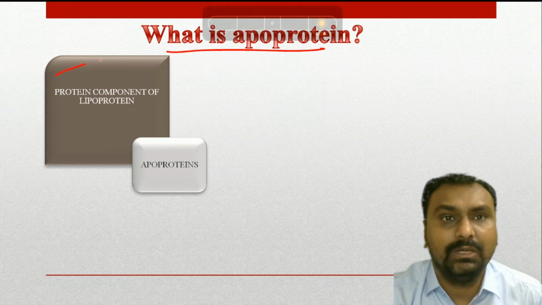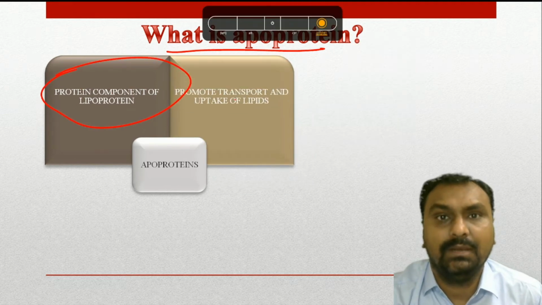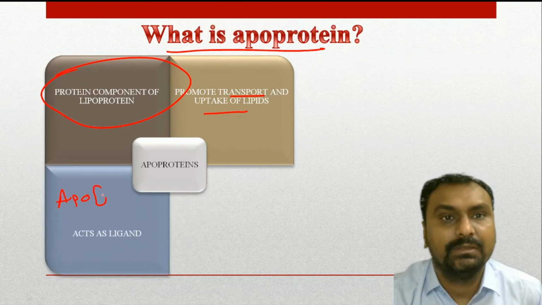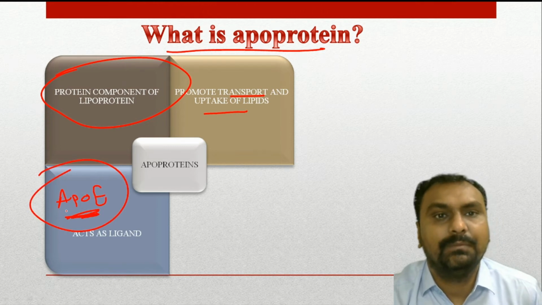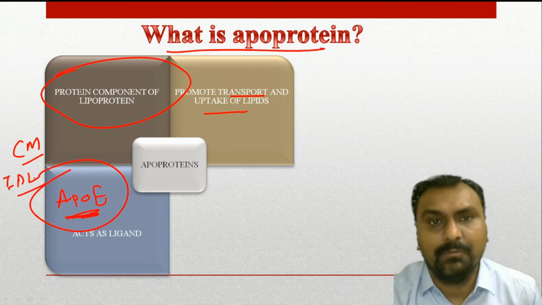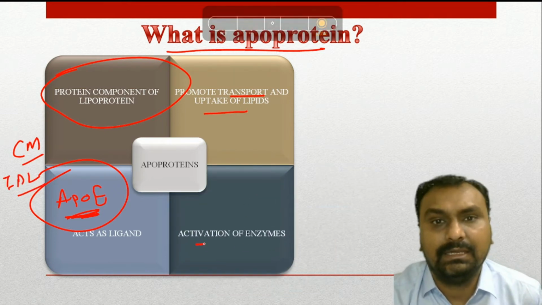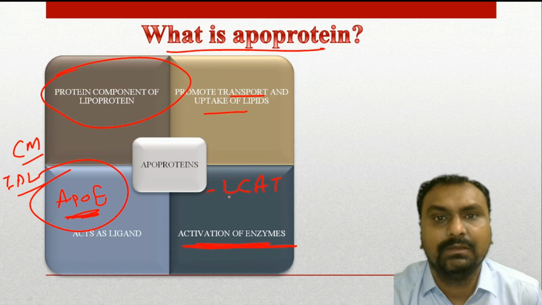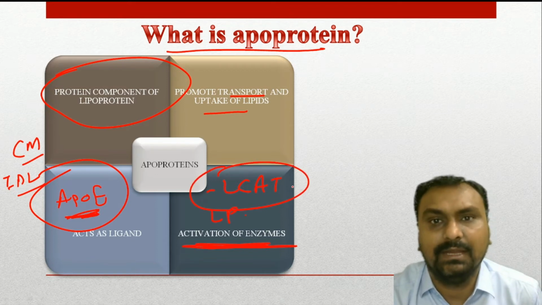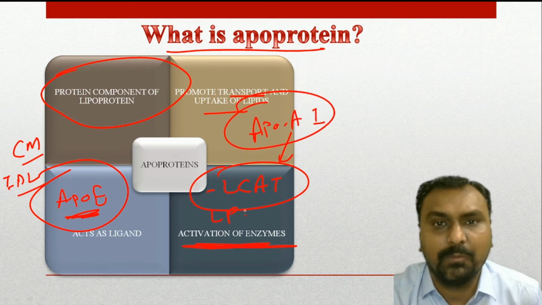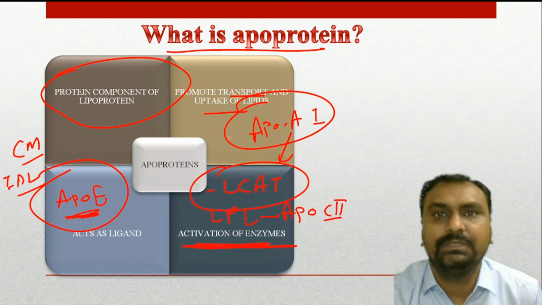They act as a protein component of the lipoprotein. They promote the transport and uptake of the lipids. They act as a ligand, like Apo E. This Apo E apoprotein helps in uptake of the chylomicron as well as IDL. They also help in activation of enzymes like lecithin cholesterol acyltransferase, or lipoprotein lipase. LCAT is activated by Apo A1, while lipoprotein lipase is activated with the help of Apo C II. So these are the functions of these apoproteins.